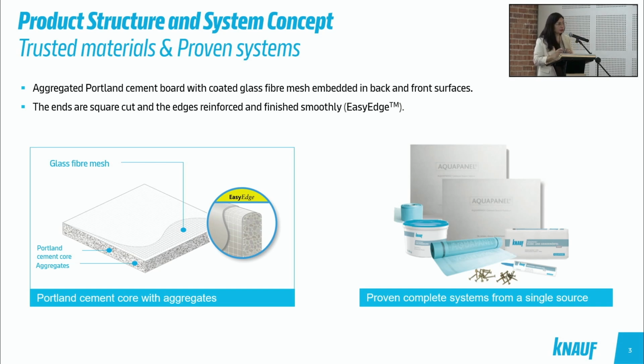The other difference with our board is that we come with a full complete system, meaning that we have the jointing tape, our compound, surface mesh and skimming, all within one proven complete system. Whereas with fiber cement sheet board, you require a different system to make it complete and whole.